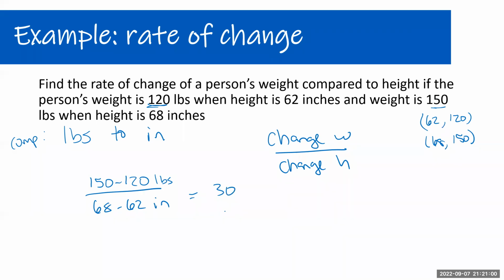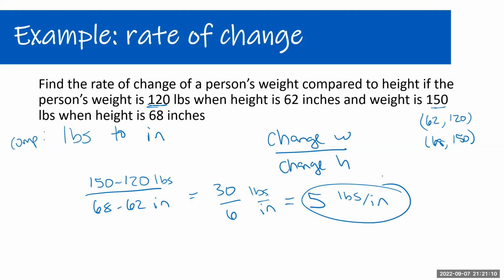This is 30/6 pounds per inch, which is going to give us 5 pounds per inch. That is our rate of change. So for every inch that they gain, we expect them to gain 5 pounds. So weight compared to height tells us which way to go. Weight comparing to height.